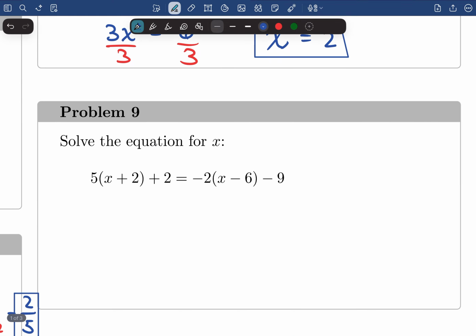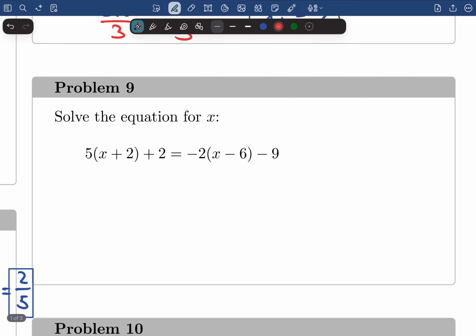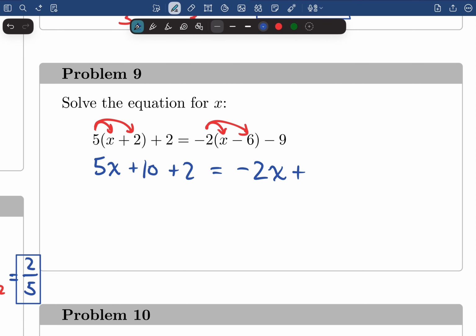Let's move forward to problem number 9. Solve this equation for x. This seems to be the most complex of the problems we've seen so far to solve. So let's start. First, since we have multiple instances of the variable on the left and right side, I'm going to distribute. And I get 5x plus 10 plus 2 equals negative 2x plus 12 minus 9.